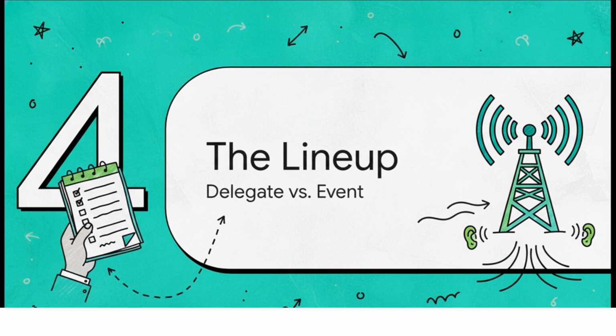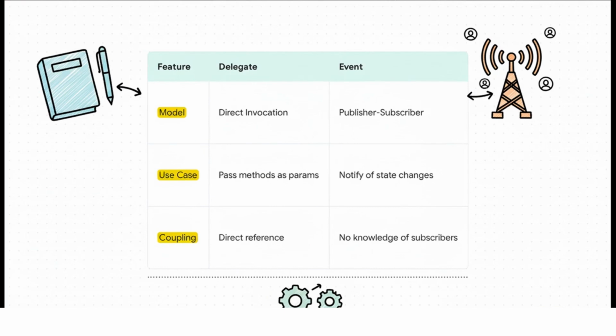Okay, we've interrogated both of our secret agents. Now it's time for the lineup. Let's put them side by side and make the differences absolutely crystal clear. This table really nails it. For delegates, the communication is direct invocation. The code that calls the delegate knows exactly what's on that to-do list. But with events, it's the publisher-subscriber model. The publisher is just shouting into the void with no idea who, if anyone, is actually listening.